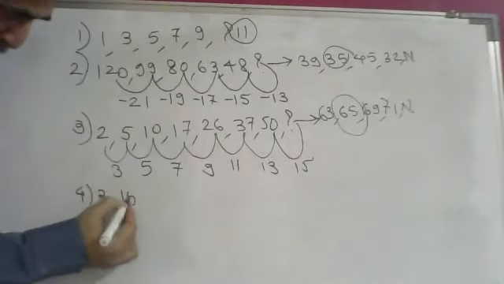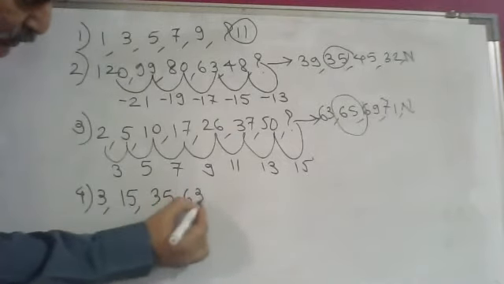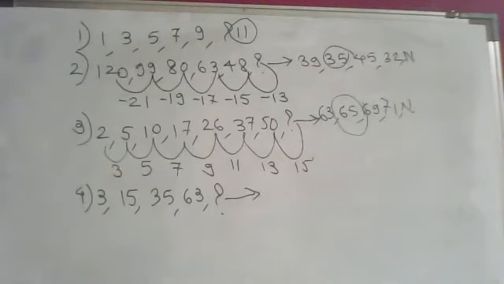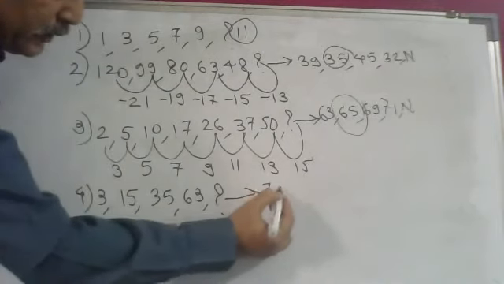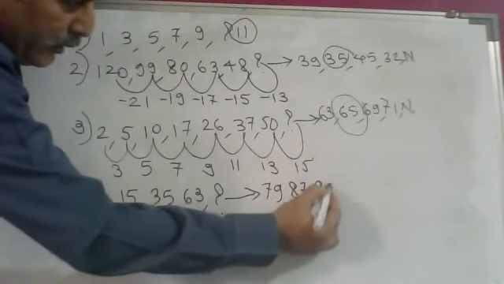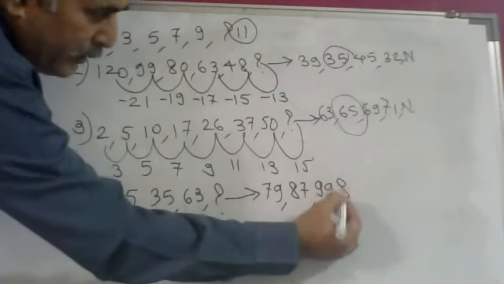3, 15, 35, 63, and question mark. We have to find out what is the number at the place of question mark from the given options. Options are 79, 87, 99, 86, and 96.